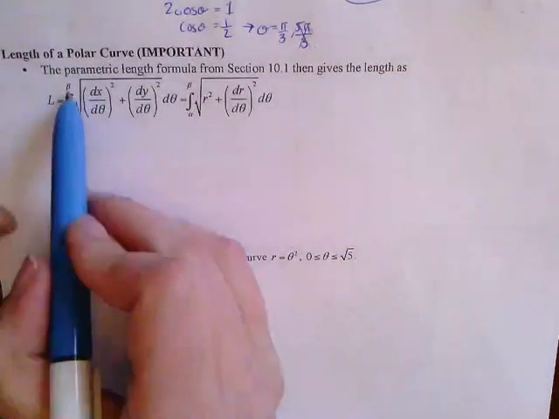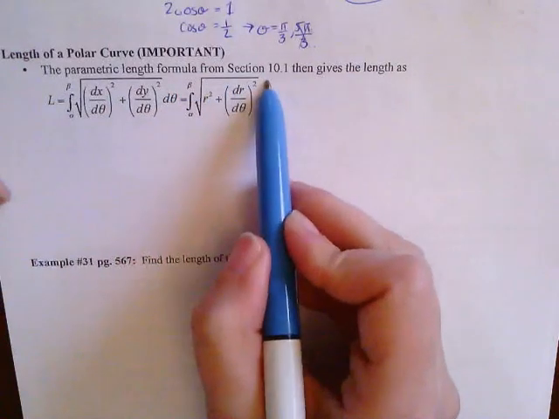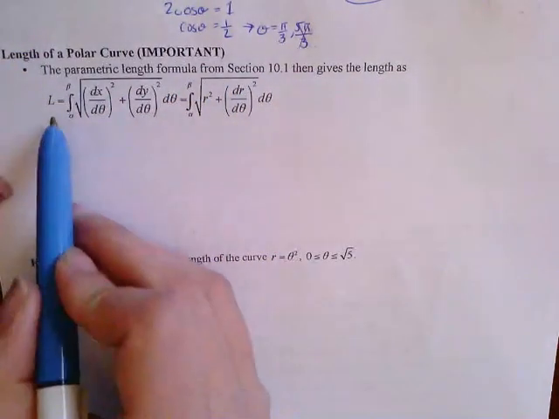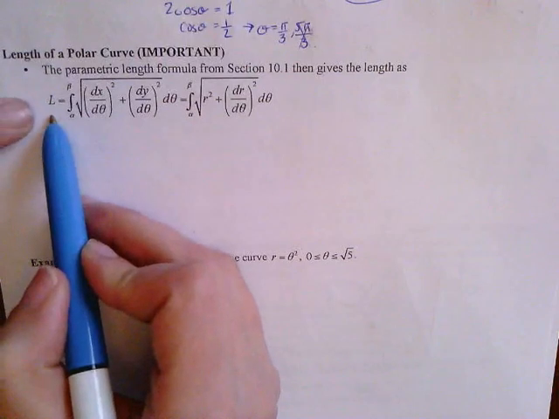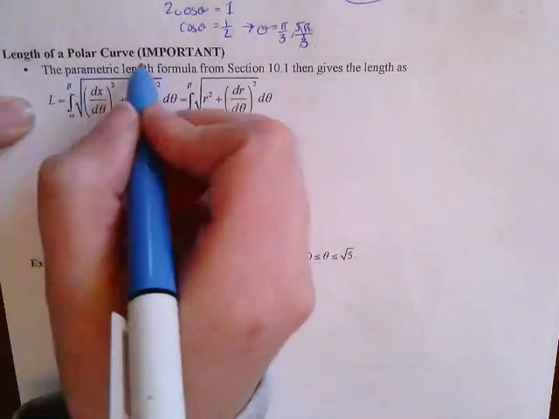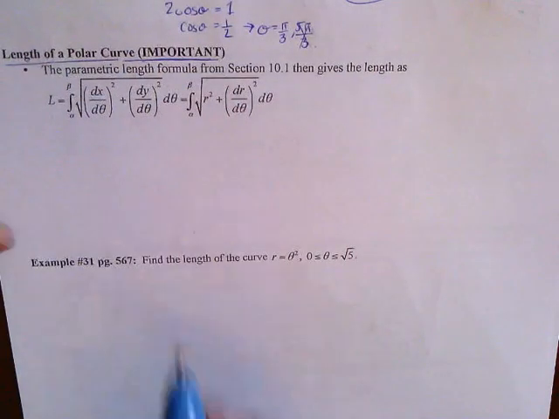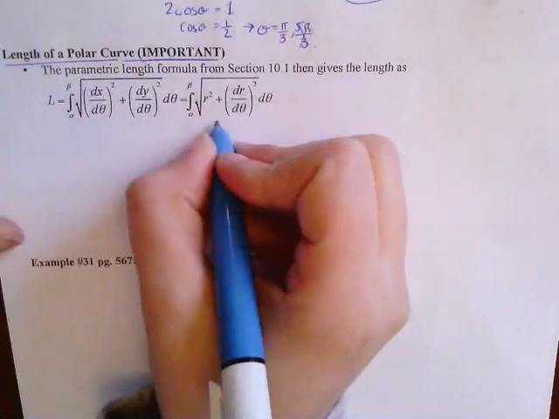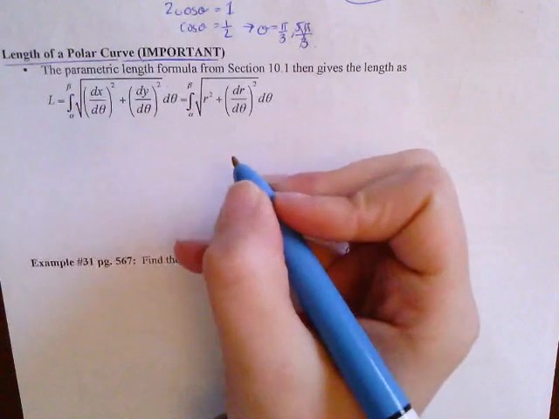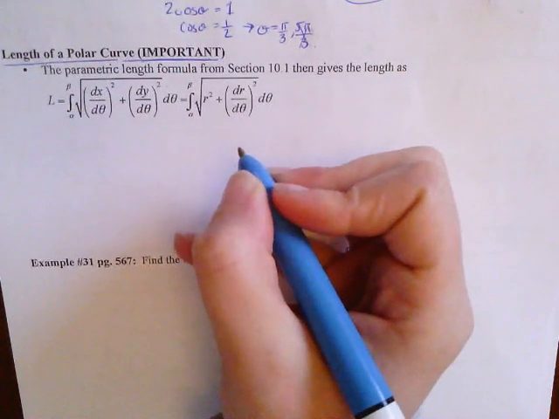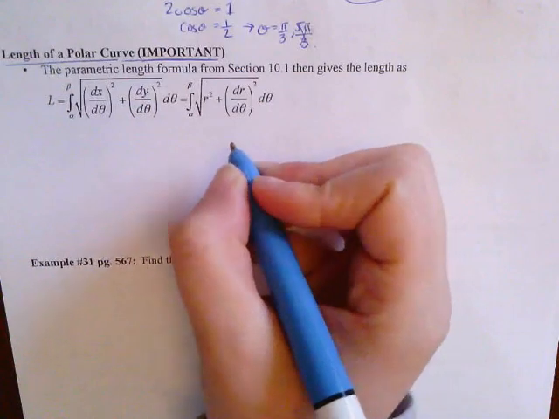Alright, the parametric length formula from section 10.1 can also give us the polar curve. Now this is important because it's a little different than our other equation, but we're still using our, how should I say this?